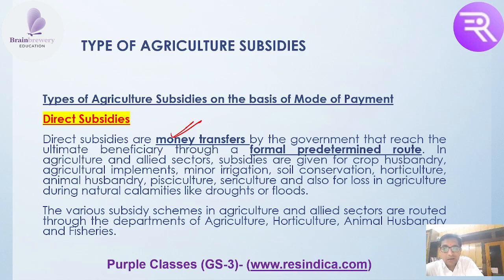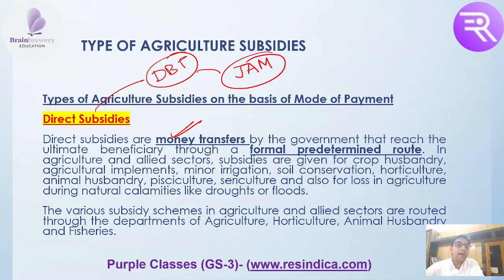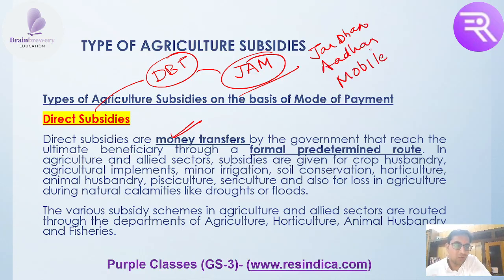Okay, it's like a formal predetermined route, and right now we are transferring the direct subsidy using the DBT model, direct benefit transfer model, using the JAM Trinity, Jan Dhan, Aadhaar and mobile. I hope everybody knows JAM Trinity: Jan Dhan, Aadhaar and mobile. So these are all linked together, and this is the direct cash transfer we are doing.